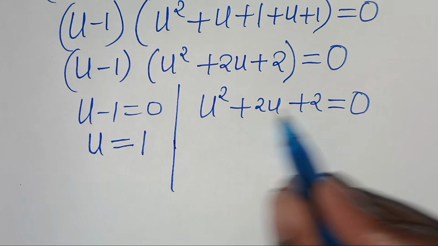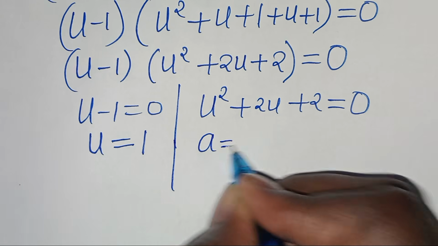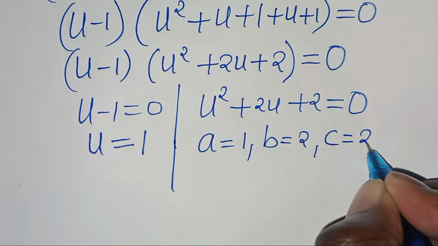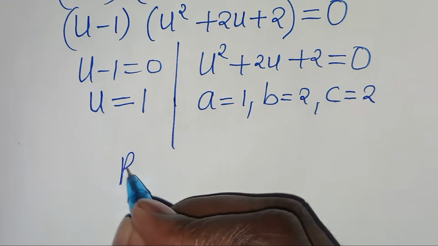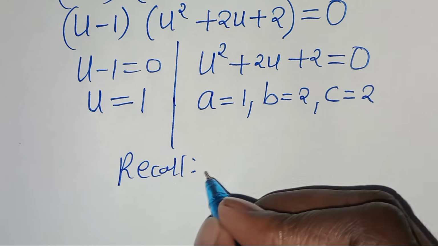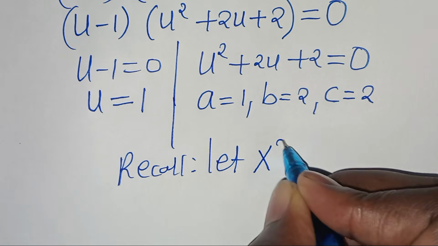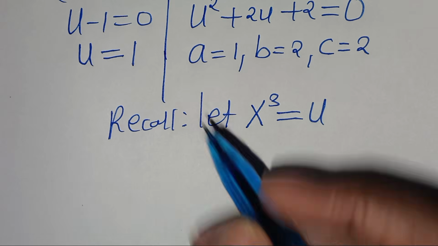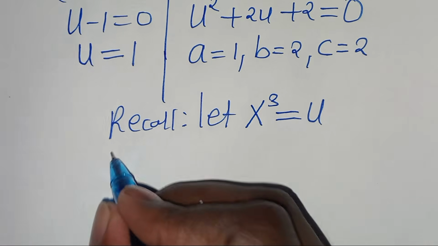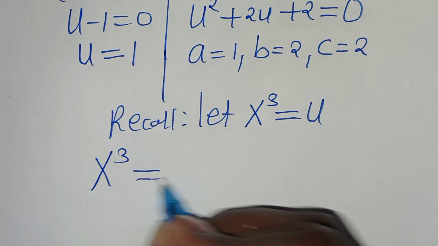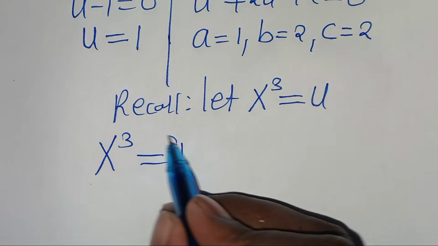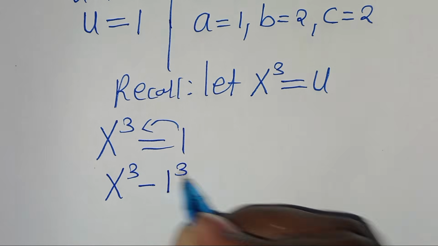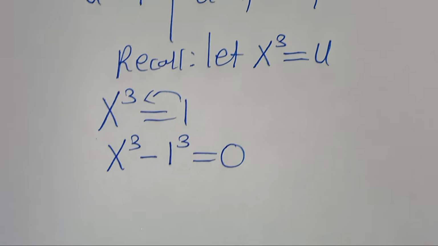The second part here is a quadratic equation where we have a is equal to 1, b is equal to 2, and c is equal to 2. Now, if you recall, we have seen that let x to the power of 3 be equal to u. Now let's substitute u with 1 here. So this is x to the power of 3, this is equal to 1. Now let's take 1 on the left hand side. So this is x to the power of 3 subtract 1 to the power of 3. This is equal to 0.